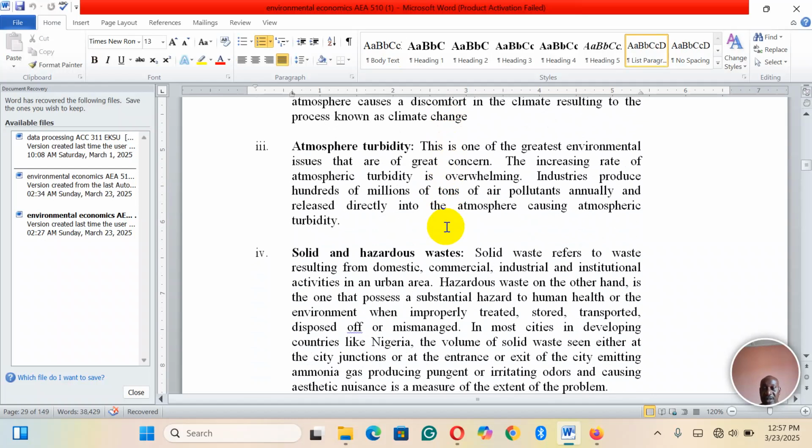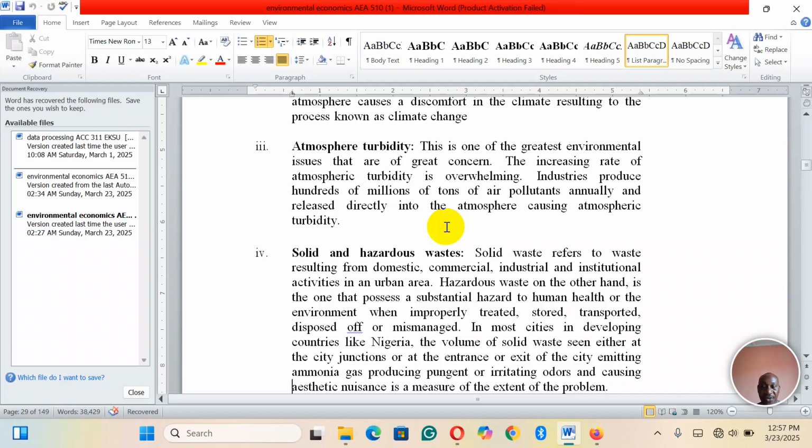Number three, we're looking at atmospheric turbidity. This is one of the greatest environmental issues of great concern. The increasing rate of atmospheric turbidity is overwhelming. Industries produce hundreds of millions of tons of air pollutants annually and release them directly into the atmosphere, causing atmospheric turbidity.